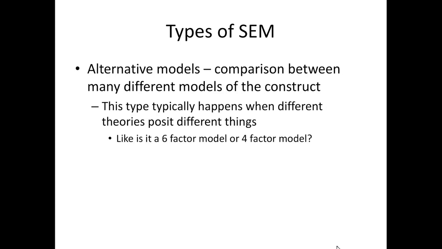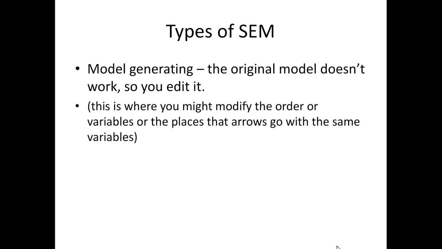Generally people consider alternative models. So I have a couple of different models that I think might be correct, and I compare the differences between them. That kind of approach happens when you have different theories that posit different ideas. This is especially true in confirmatory factor analysis, where sometimes people think, oh, it's a 4-factor model. No, it's a 6-factor model. And multi-group models, where you're comparing models to see which one fits best. And so this is where I'm going to be able to focus on which model is the best fit for the data.